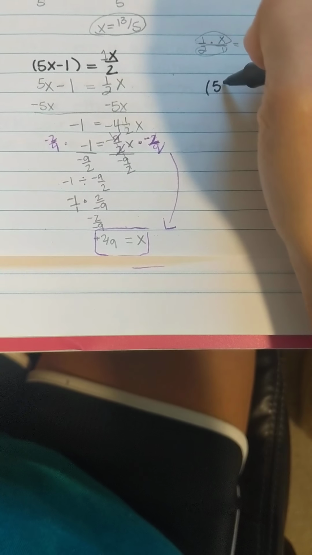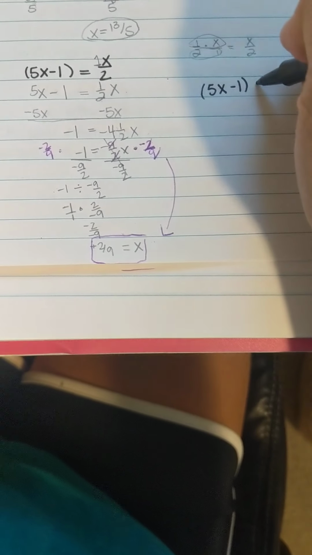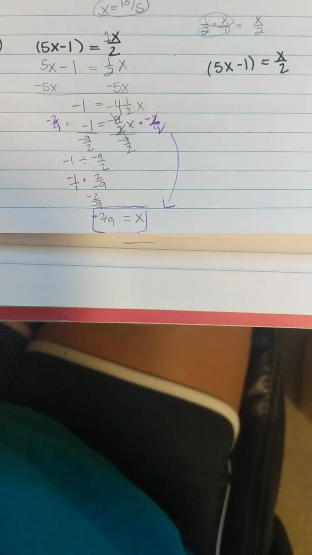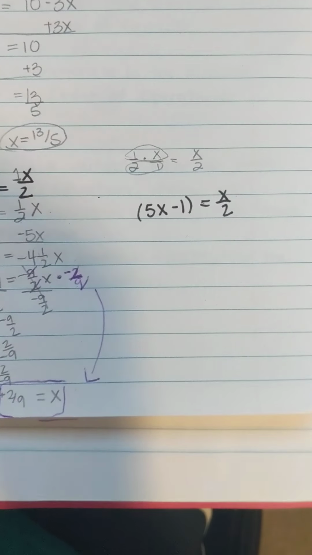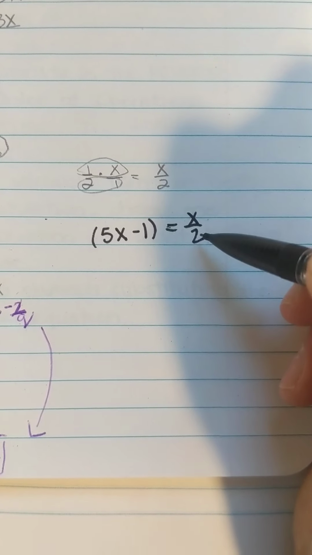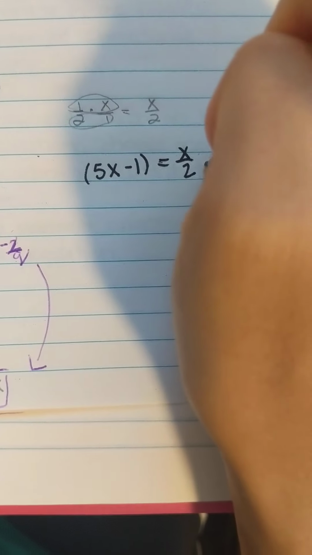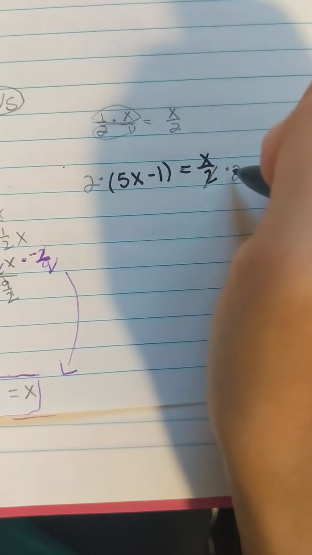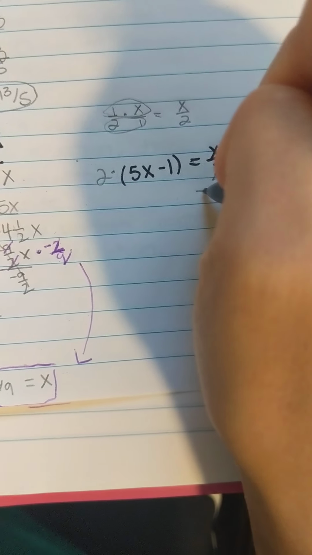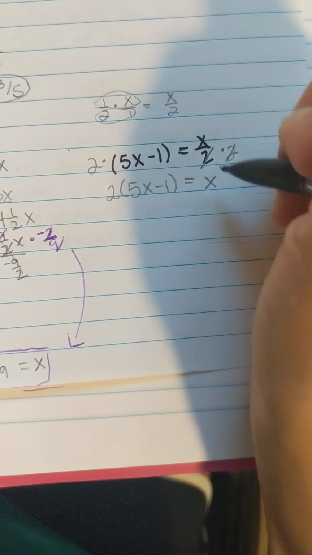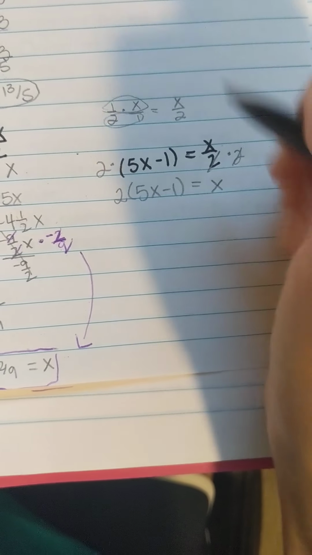Okay, so this shortcut is 5x minus 1, I'm rewriting the problem, equals x divided by 2. Now, if you're someone that really hates fractions, to get rid of this 2 in the denominator, I'm just going to multiply each side of the equation by 2. So then these 2's will cancel. You're left with x is equal to 2 times 5x minus 1. Notice that gets rid of the whole fraction. X is by itself on the right side.